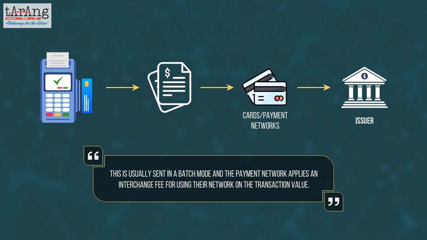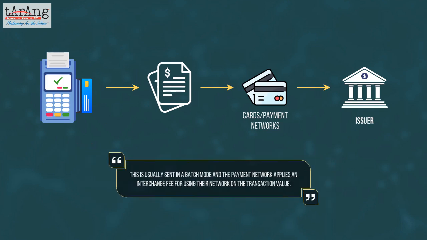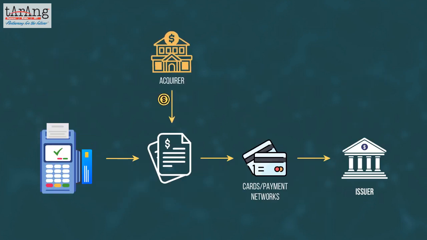The acquired transaction is now sent to the issuing bank for settlement via the payment network. This is usually sent in a batch mode, and the payment network applies an interchange fee for using their network on the transaction value. The processor or acquirer then applies commission on these settled transactions as their fee and remits the balance to the merchant's bank account.